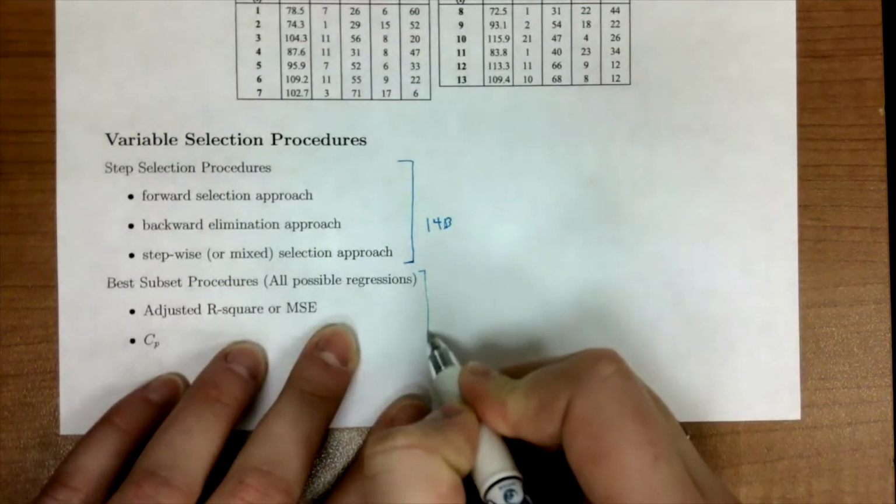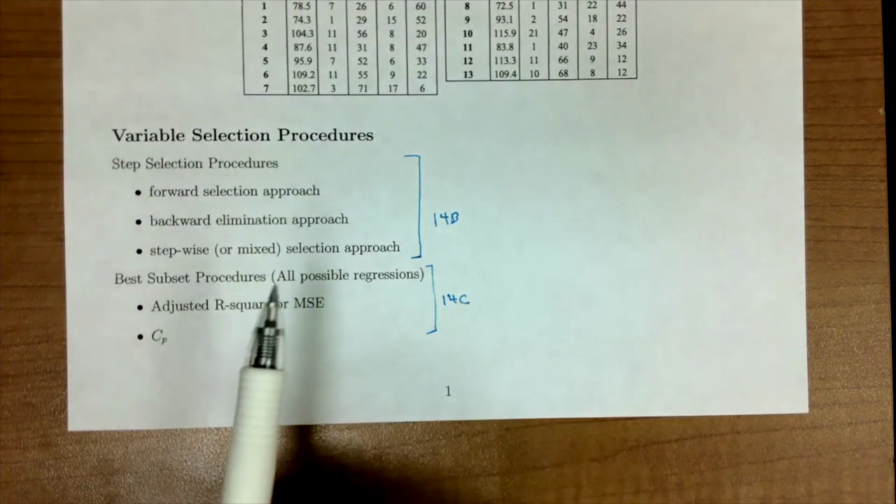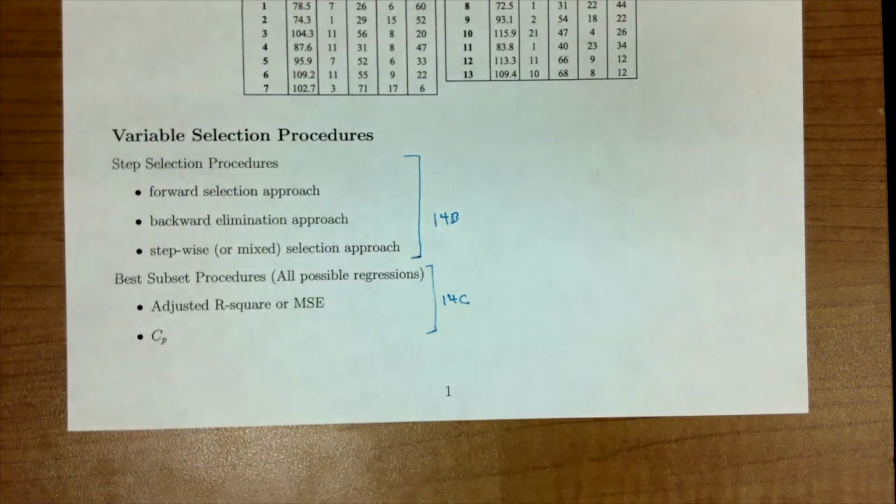In 14C, we're going to look at the best subset procedures, where we're going to look at all possible regressions using these 2 statistics, and then briefly bring in AIC and BIC.